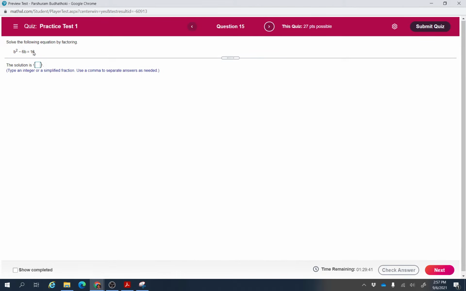Very same question, bring this 16 to the left side, and that would be trinomial. And now find the factors of that trinomial and then solve by using zero product property. I'm not going to do this. So go to the next problem.